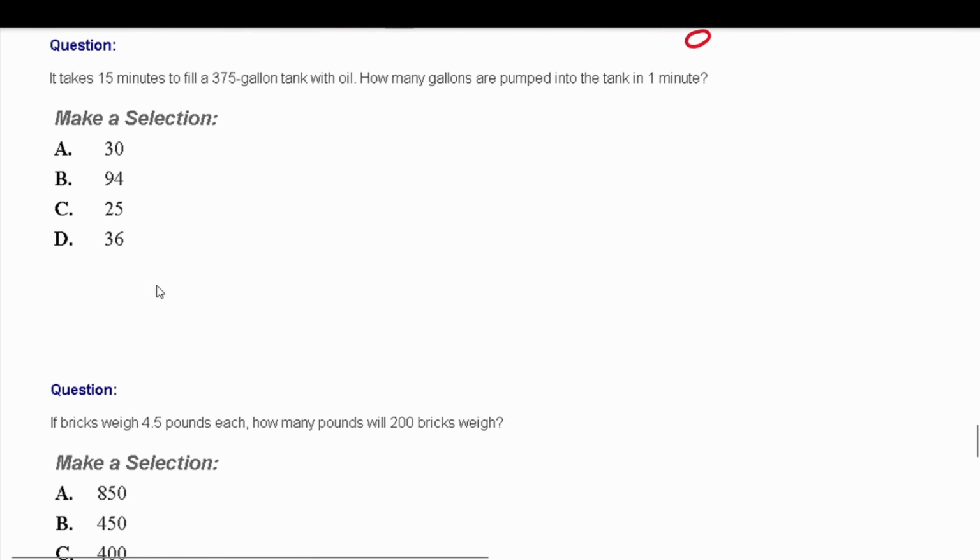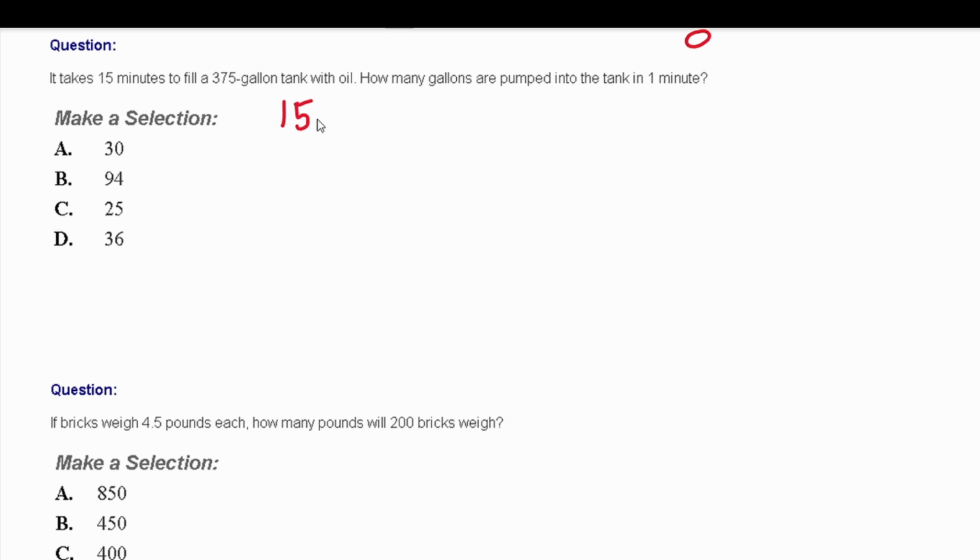All right, this next one says, I shouldn't say number because I didn't number these. This next one says, it takes 15 minutes to fill a 375-gallon tank with oil. How many gallons are pumped into the tank in 1 minute? There are many ways to solve this one, but since I showed you how to use proportions already, let's go ahead and use a proportion to solve this one.